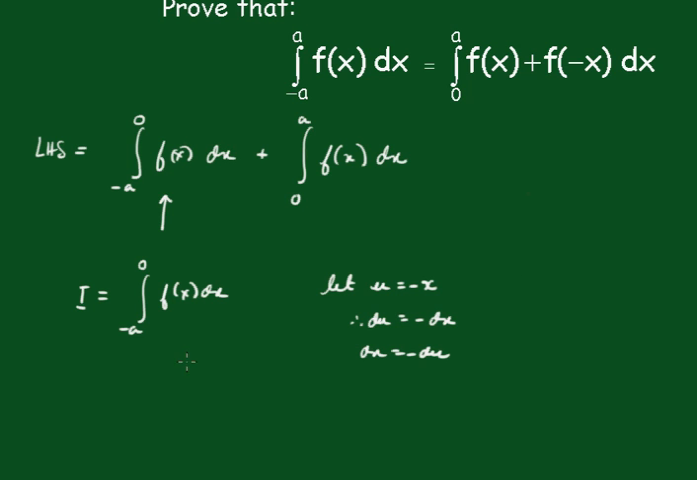Now, what I'm going to do here, right, now this becomes, when x equals 0, u equals 0, but this time this will become positive a, and of course this is the function. That means that x equals minus u, and this is going to be equal to times minus du.